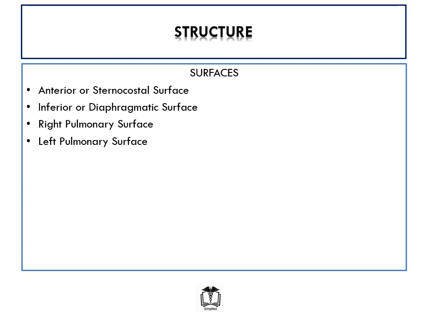Let's talk about the surfaces of the heart. We have four major surfaces to the heart. This includes the anterior or sternocostal surface, the inferior diaphragmatic surface, the right pulmonary surface, and the left pulmonary surface. As you can see, these surfaces are related to structures that are surrounded or surrounding them.